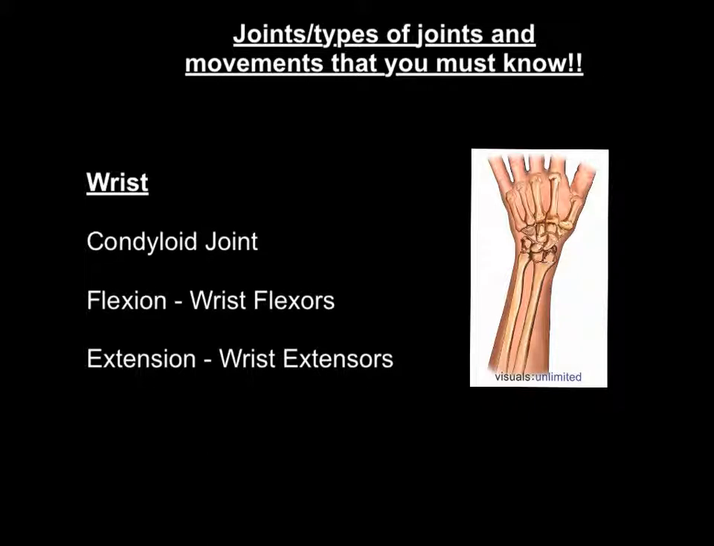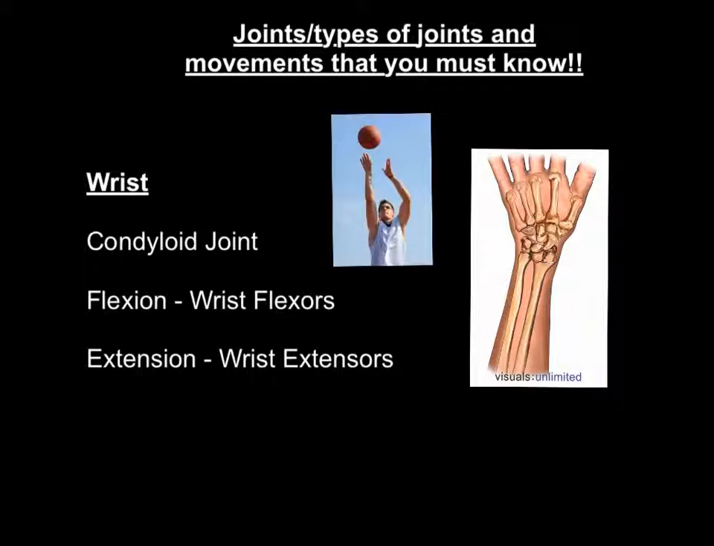Very often they might ask a question about the wrist, maybe in something like a basketball shot or a netball shot, something like that. And the two muscles that are involved in these movements are quite easy to remember. For wrist flexion, it's the wrist flexors, and for extension, it's the wrist extensors. So two muscles that are quite easy to learn that you need to know if they do ask a question where the focus joint is the wrist.